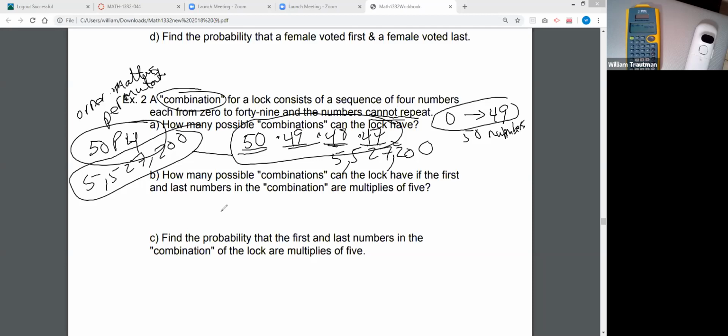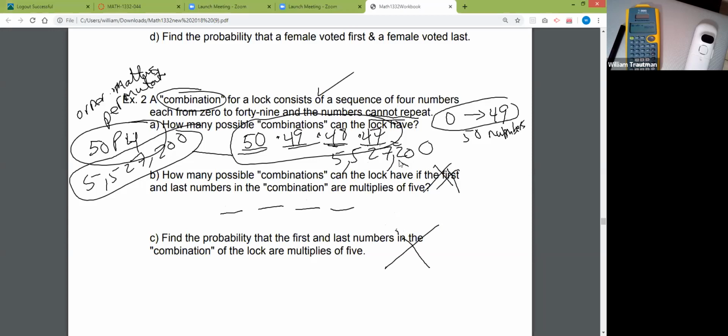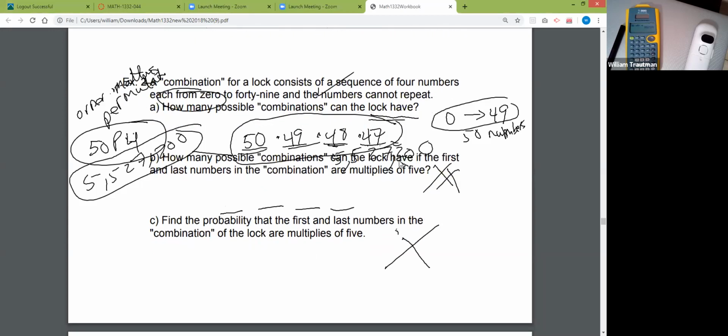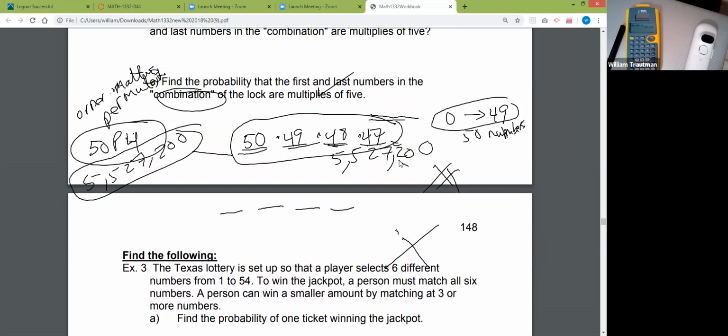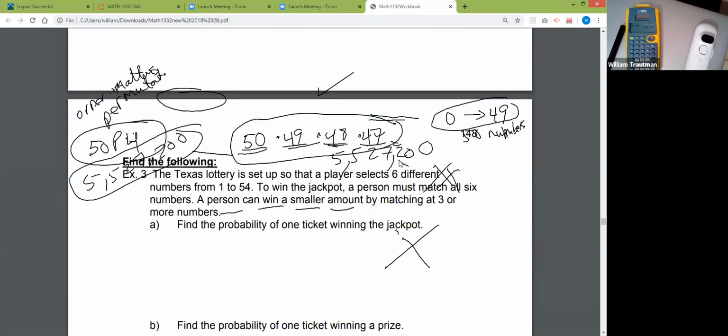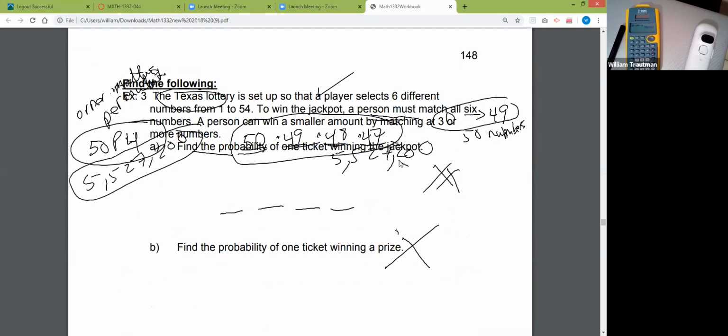Oh, no. 1, 2, 3, 4 combinations. I don't like this one. We're not even going to do these. This is the one that would be on the test. This one would not be on. Find the probability of the first and last numbers of a combination lock being multiples of 5. No, we're not going to do either one of these. Maybe I should. I'll probably have to come back and do it. Let's do number 3. I don't think we have to do those.